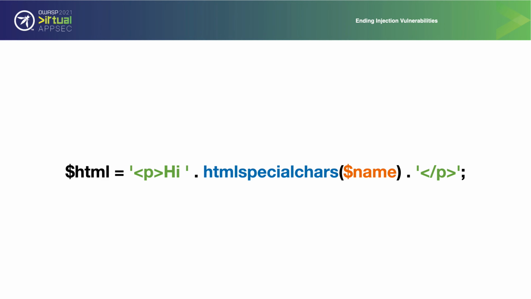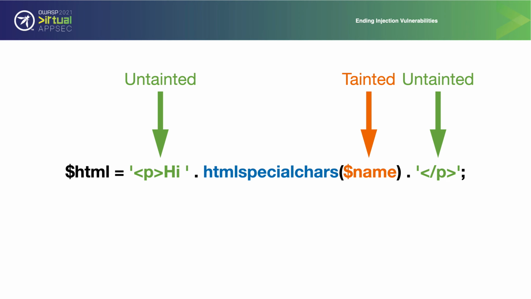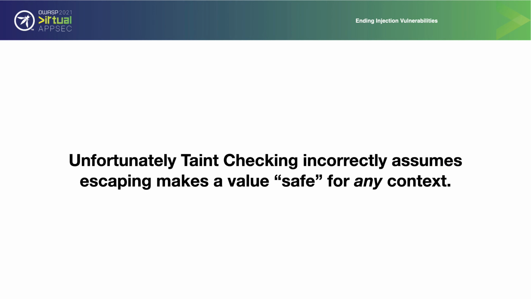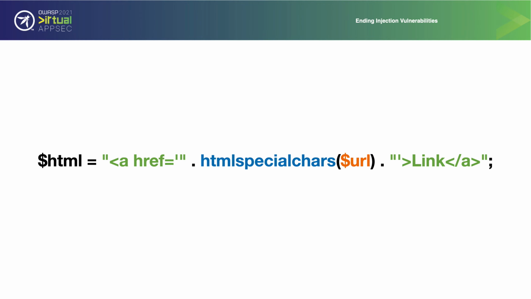This is a similar example, but we're now going to use an escaping function. So you've got the tainted and untainted things. We're going to escape it to make it safe, and therefore it kind of is safe. It has been encoded correctly for that context. Brilliant. And therefore HTML is seen as untainted. But unfortunately, taint checking incorrectly assumed escaping makes a value safe for any context, and that's a problem. It creates a false sense of security.